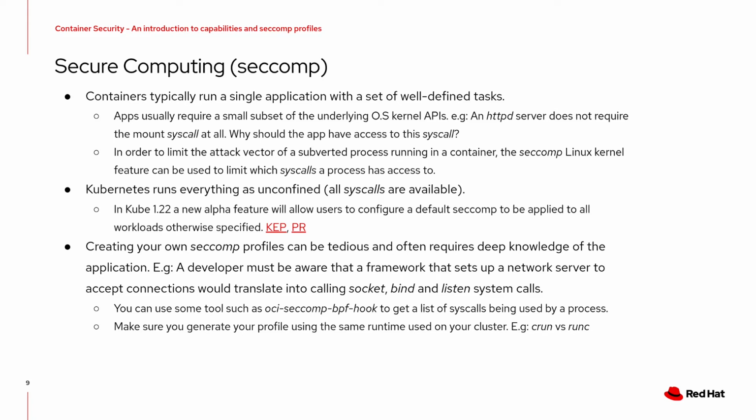In Kubernetes 1.22, a new alpha feature will allow users to configure a default Seccomp profile that will be applied to all workloads unless otherwise specified, which means that you could have a default Seccomp profile applied to workloads on your cluster, and then if you need something different, you need to provide a different Seccomp profile or run the workload as unconfined. In OpenShift, for example, we have a default Seccomp profile that will reduce the number of syscalls available for containers to use.